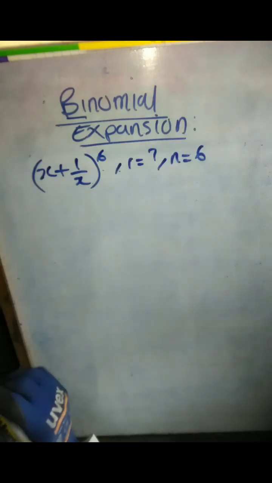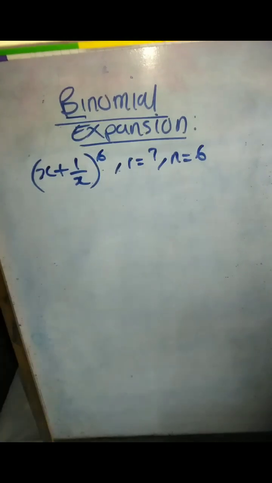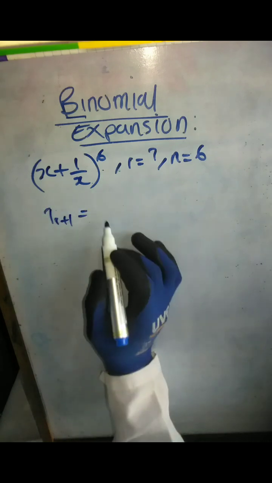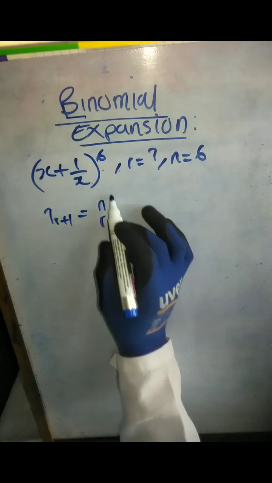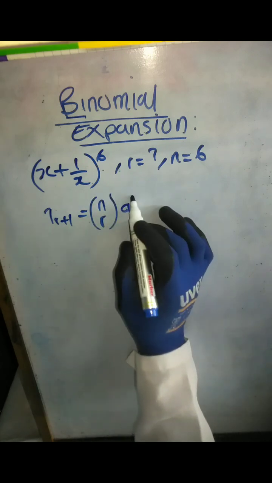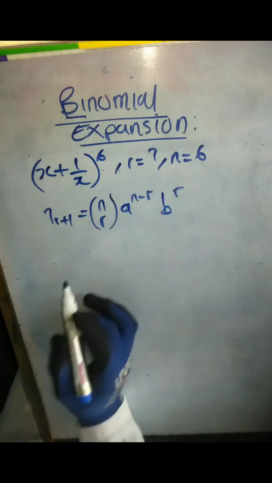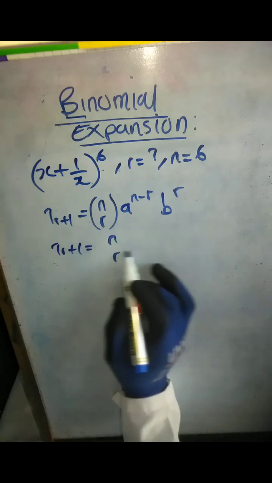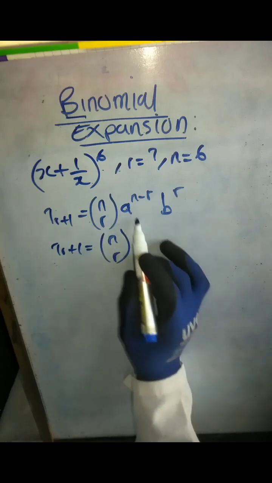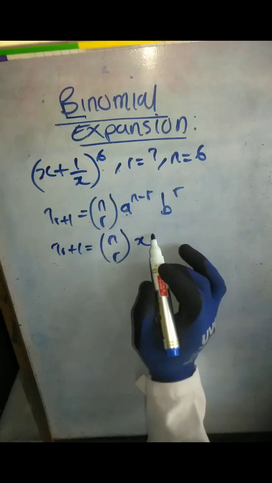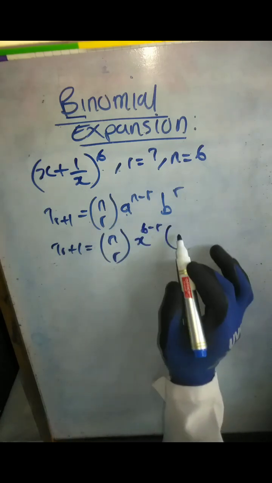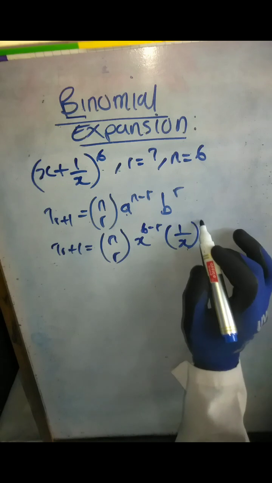So we need first to find the value of r using the general formula. Then after that, you can find the term independent of x without expanding the function. So we can now have T r plus 1 equals n combined r, then a to the n minus r, then b to the r. So in this case, T r plus 1 equals n combined r, then our a is x to the power n, which is 6, so 6 minus r, then our b is 1 over x, everything to the power r.